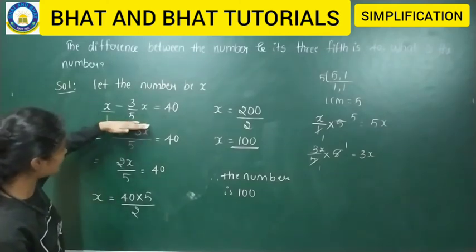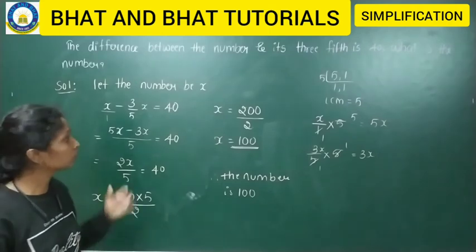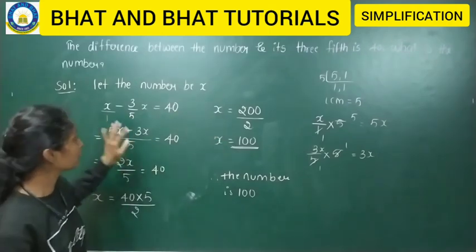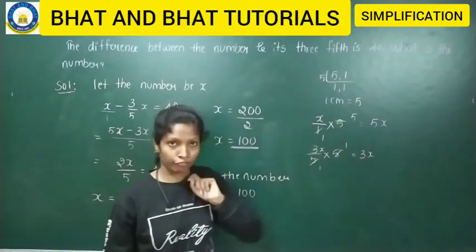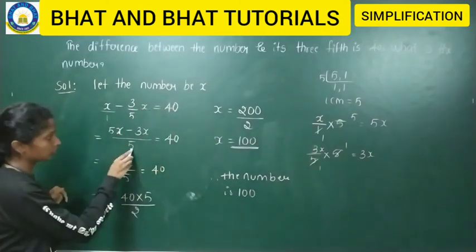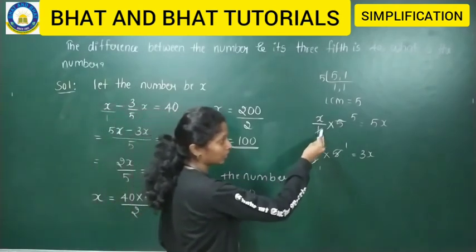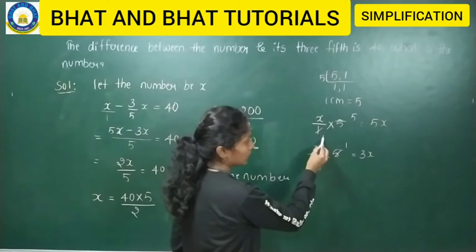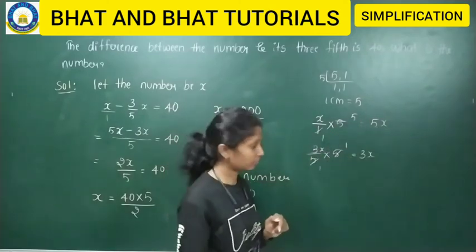So when it is in fraction format, what do we usually do? We usually take the LCM. Take the LCM of 1 and 5, and the LCM is 5. Put the 5 over here. Take the first part of the fraction, that is x by 1 into 5. 1 ones are 1, fives are 5. 5 into x, it is 5x.